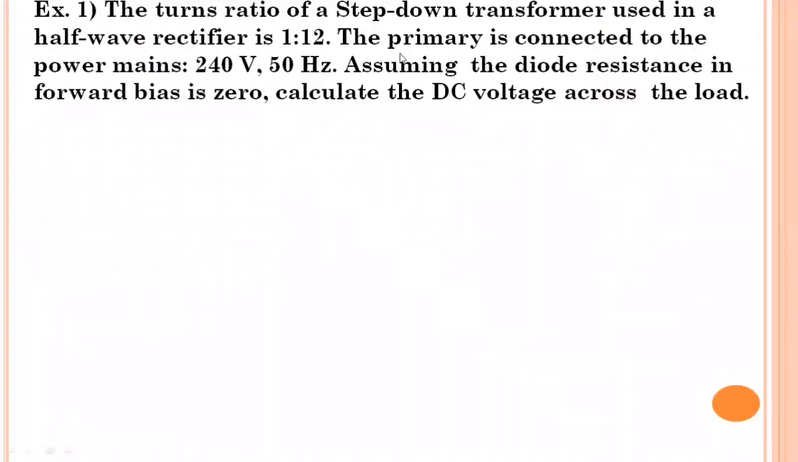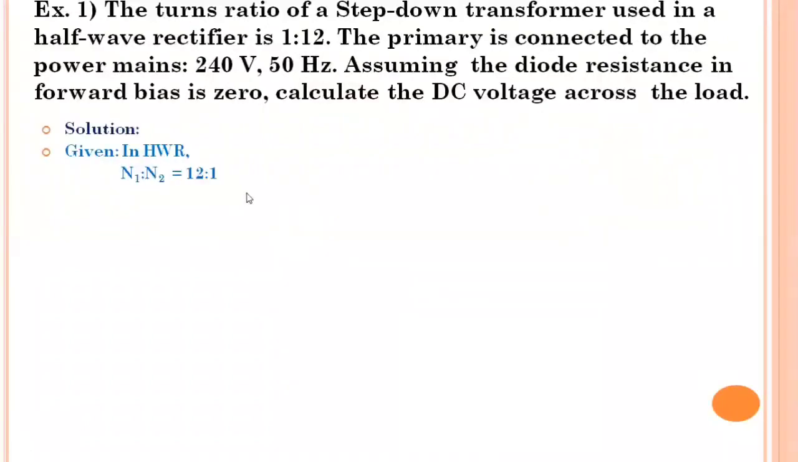Secondly, it has been asked here to find the DC output voltage by assuming diode resistance 0. Ideally, we can assume that a diode has 0 resistance when it is in the on condition, but in practice it has low resistance. We have been asked to assume 0 drop across it. I into R comes 0 because R is 0. So the DC output can be found very easily. For that, just list out the given things.